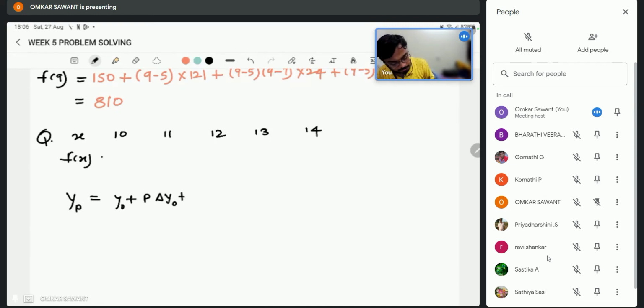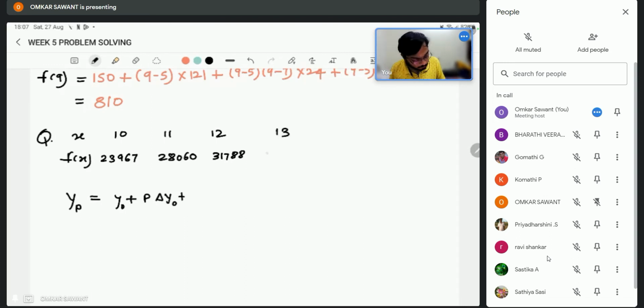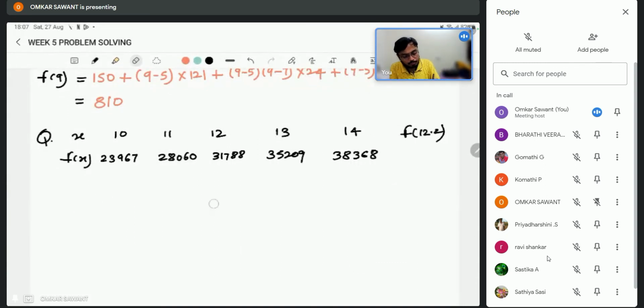Okay, let's discuss this. This is the numerical. We have been given this data set, and we have to find out the value at 12.2. It is almost near the center, right? Okay, here is the formula for the Stirling.